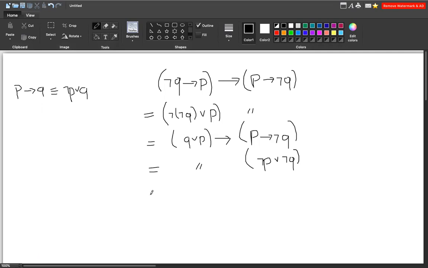Okay, now let me write it down here: Q or P implies negation of P or negation of Q.